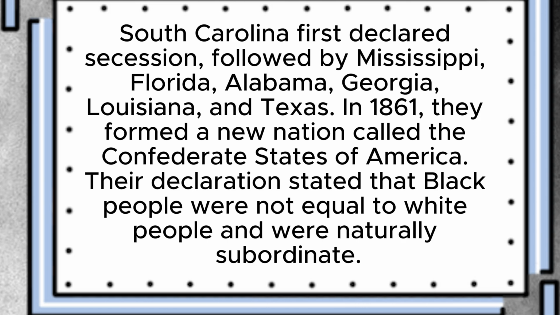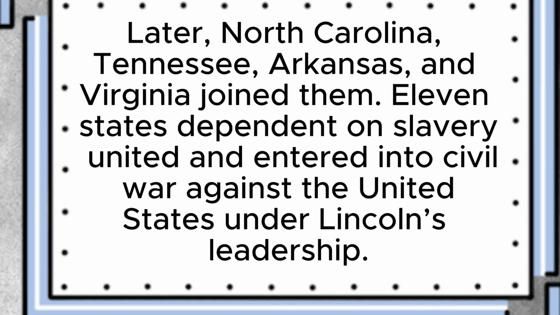South Carolina first declared secession, followed by Mississippi, Florida, Alabama, Georgia, Louisiana, and Texas. In 1861, they formed a new nation called the Confederate States of America. Their declaration stated that black people were not equal to white people and were naturally subordinate. Later, North Carolina, Tennessee, Arkansas, and Virginia joined them. 11 states dependent on slavery united and entered into civil war against the United States under Lincoln's leadership.